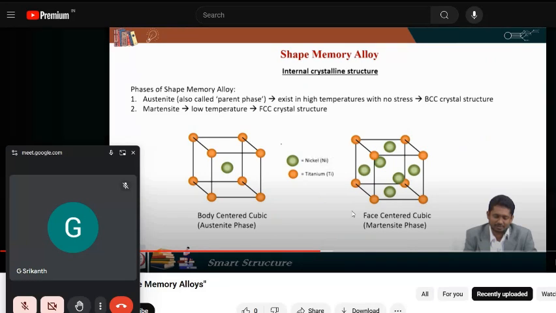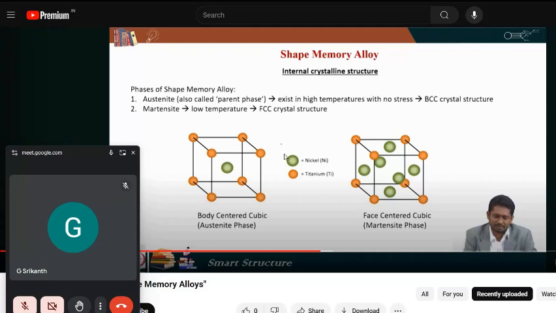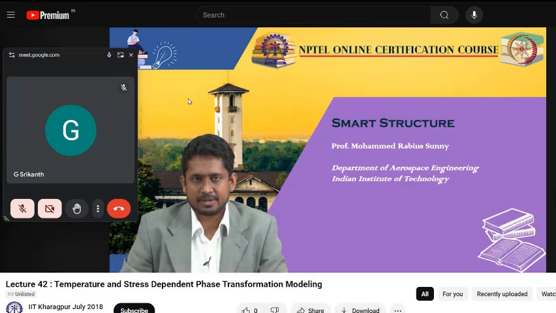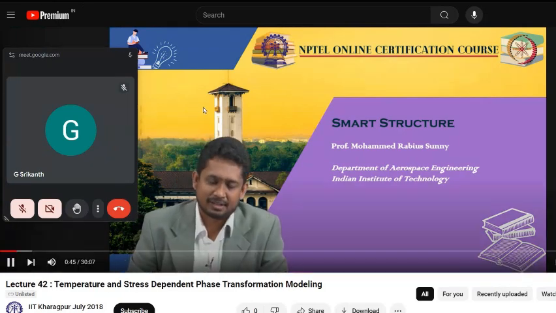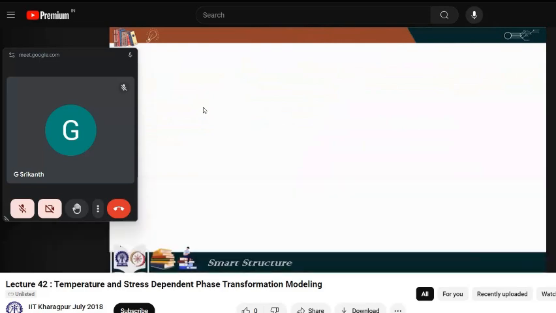Phases depending on the phase transition temperatures and the corresponding mathematical formulation. Now to do this, we define a variable called xi, and this denotes martensite fraction.